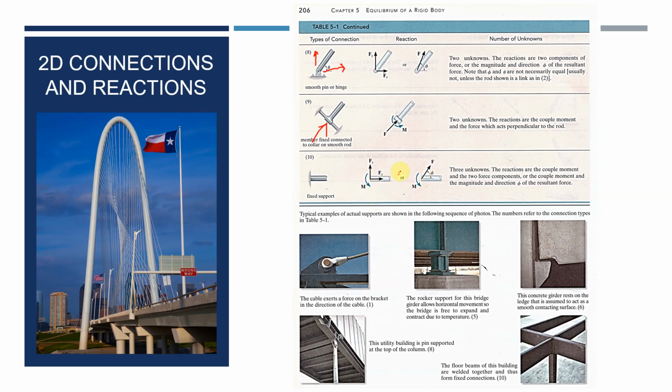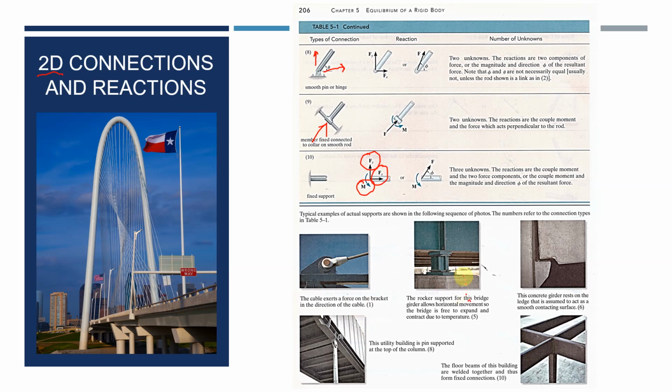There's three equations. Remember, an equation for the total force in the y direction, the total force in the x direction, and the total moment. We get three equations when we're dealing with 2 dimensions. In 3 dimensions, there's 6 equations. Here's some examples of supports.